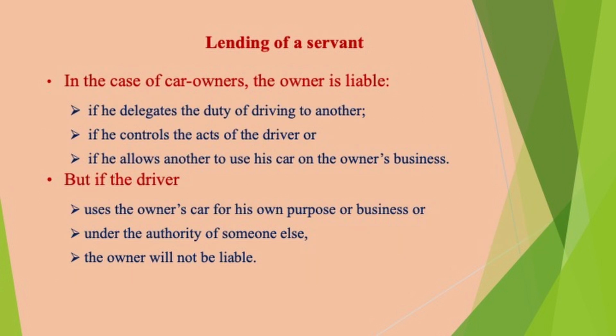In the case of car owners, the owner would be liable if he delegates the duty of driving to another, if he exercises control over the acts of the driver, and if he allows another to use his car for his business. Here, the driver is an agent or a servant of the owner, and hence the owner is liable. The car owner would not be liable where the owner's car is used by the driver for his own purpose, or the driver is under the control of someone else. Here, the driver is not in the control of the owner, and hence the owner would not be liable.